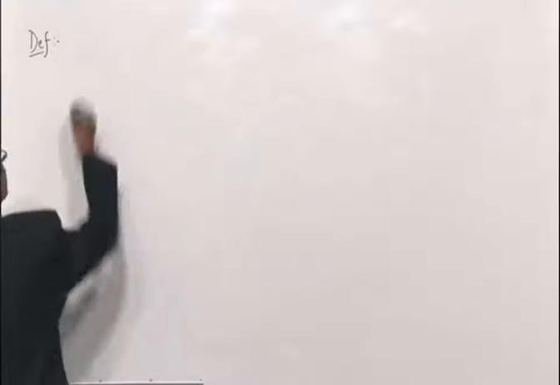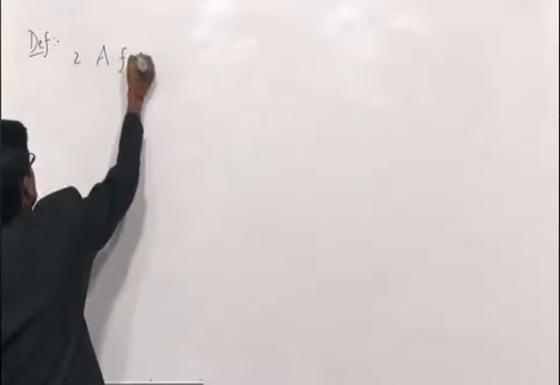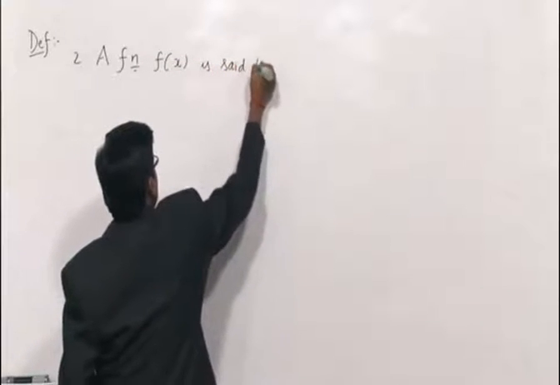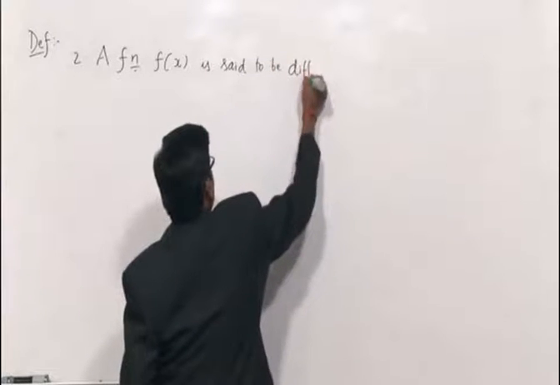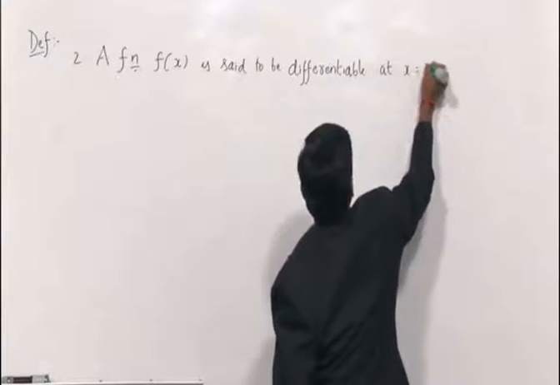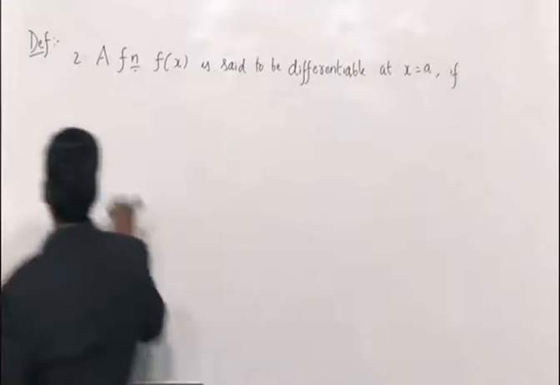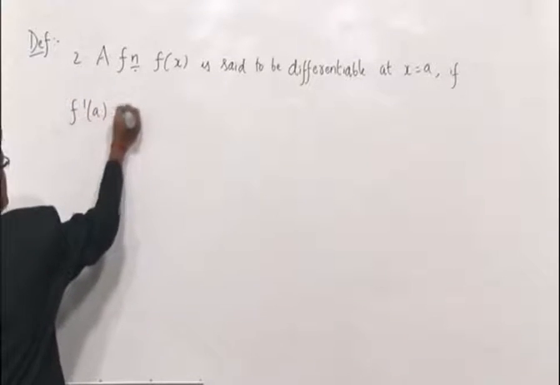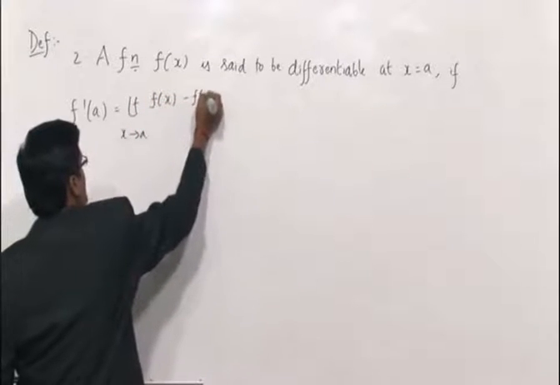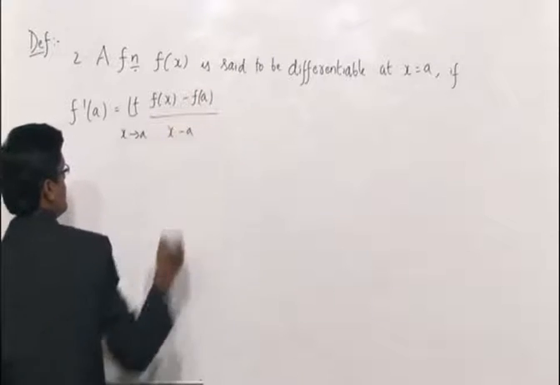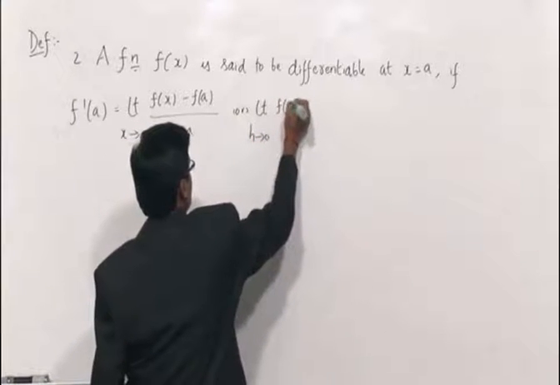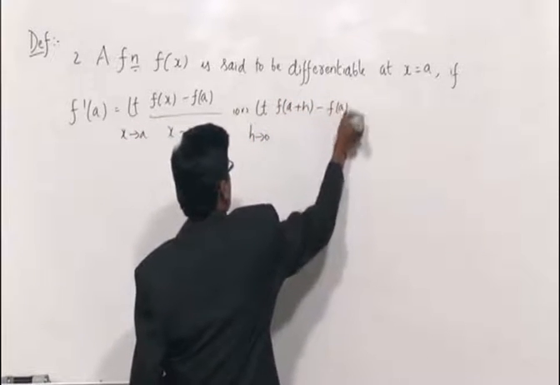The second one is, a function f(x) is said to be differentiable or derivable at a point x is equal to a if f dash a is equal to limit x tends to a f(x) minus f(a) by x minus a. This is also given as limit h tends to 0 f(a plus h) minus f(a) by h.